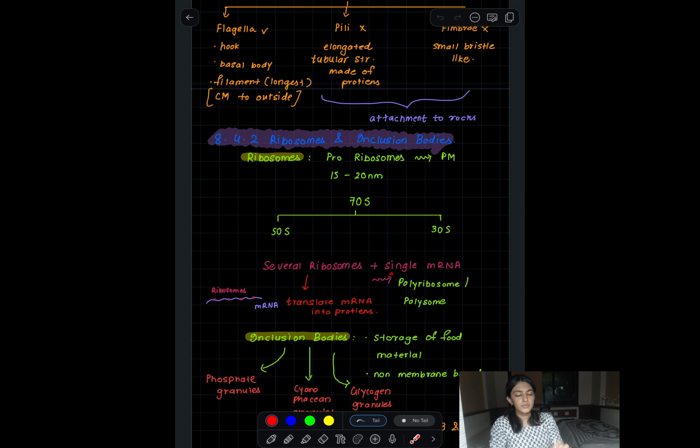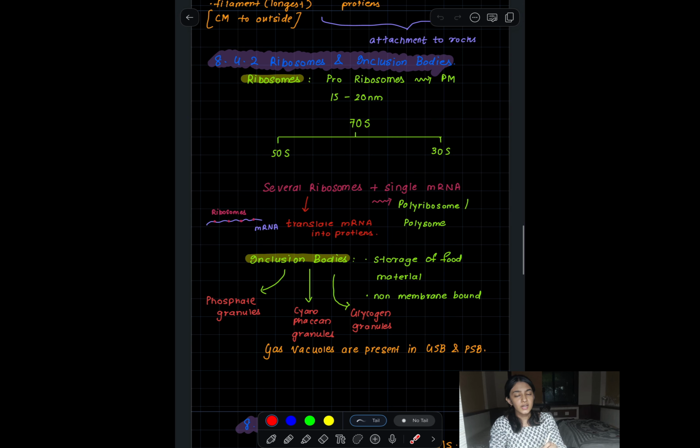Now, several ribosomes sometimes join to a single mRNA and it is called a polyribosome or a polysome. These ribosomes translate the mRNA into proteins. This again you will study in your 12th standard.